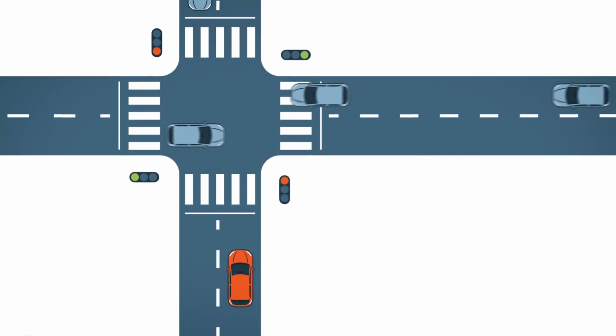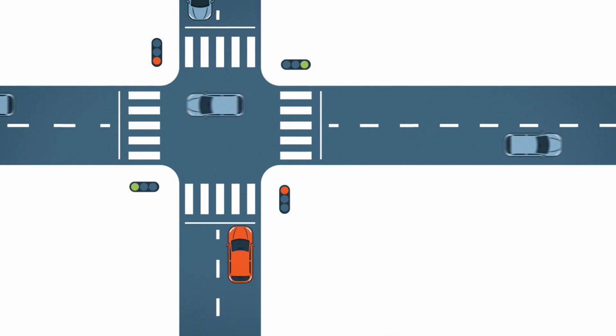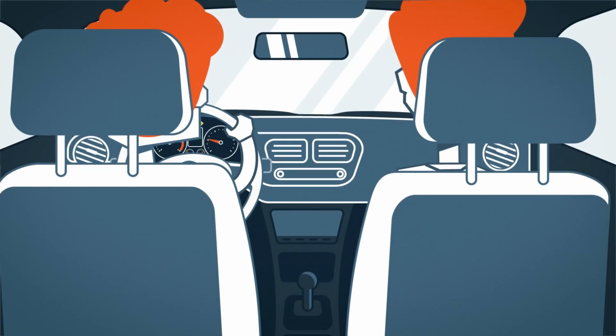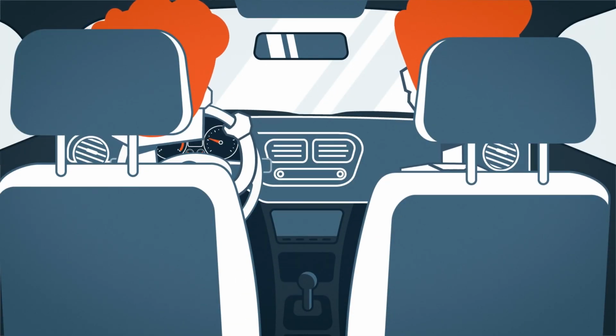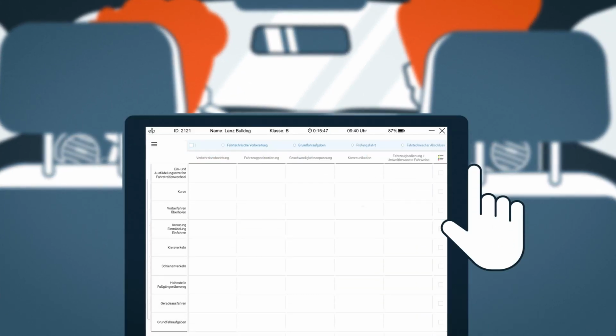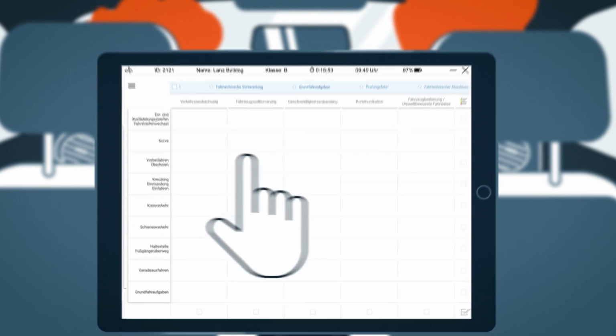Let's look at an example of how the requirements of the catalogue of driving tasks are reflected in the execution of the test. The examiner asks the candidate to turn right at the next intersection. The examiner uses the electronic test protocol to document the test performance. Positive performances and mistakes are specifically documented.